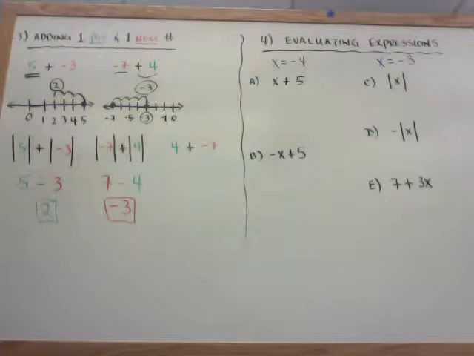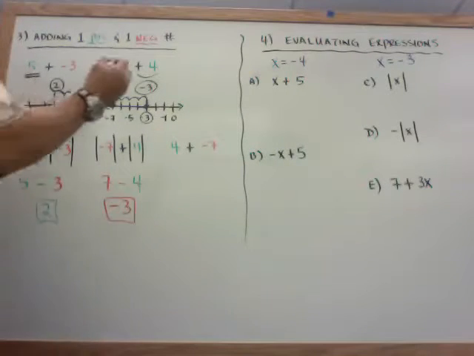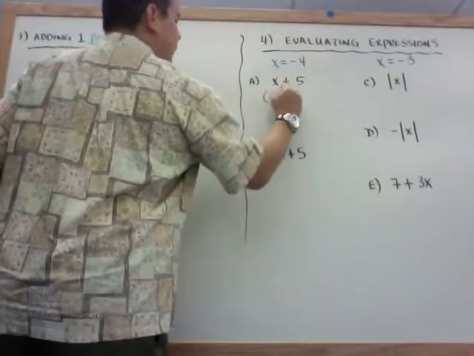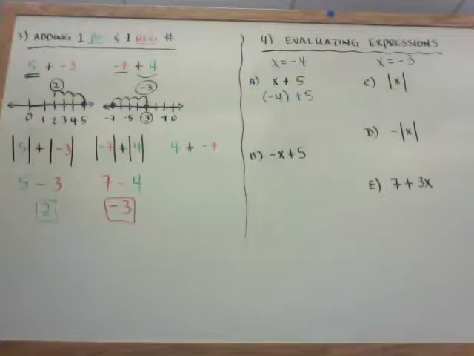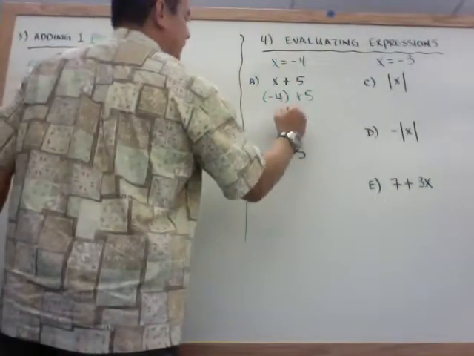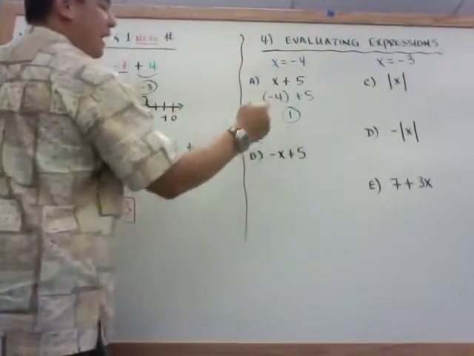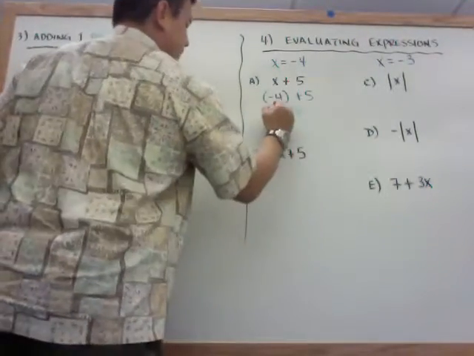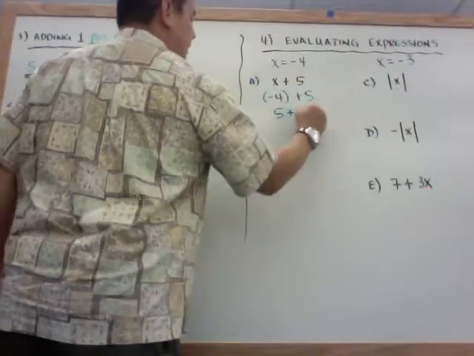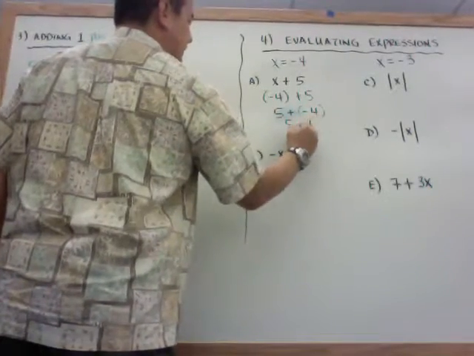Okay, the next one is evaluating expressions, number 4. If x is -4, what's x plus 5. So I just substitute in the -4, and I do the same thing that I've done with the other, either with the line graph or with the absolute value. And -4 plus 5 would equal 1, because 5 I could rewrite it. So if I wanted to rewrite it with the positive in front, 5 plus -4, which is the same as 5 minus 4, which is this 1.